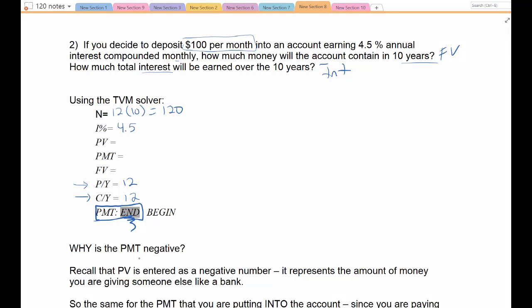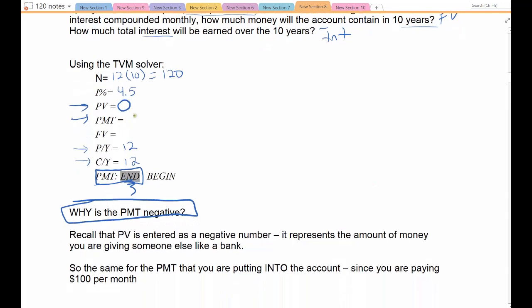Alright, so remember, there's nothing in the account in the beginning. So present value is 0, right? The account is empty when you open it, so nothing in there initially. And then at the end of the first month, you put your first $100 in there. All right, so your payments, and then here, why is the payment negative? You do plug it in there as a negative 100.